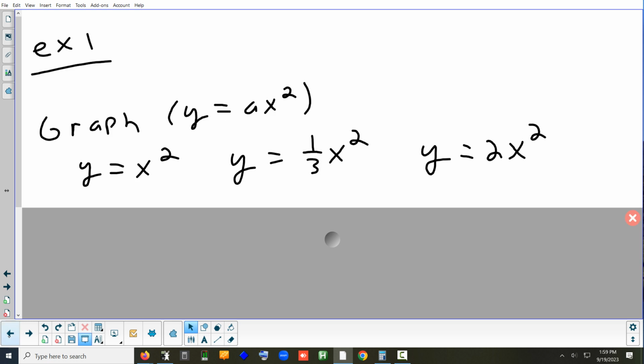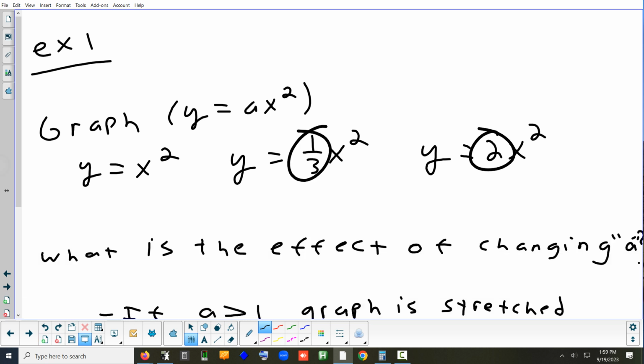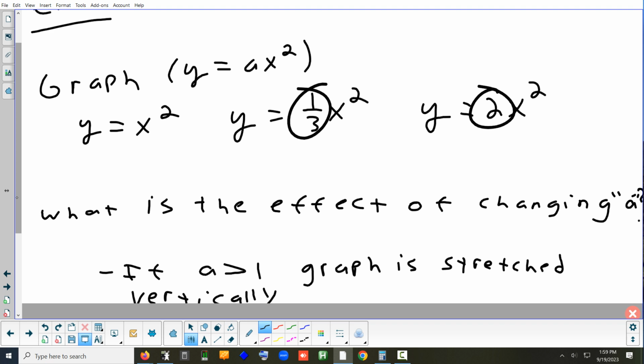Now, depending on the number you put in front, you're either going to get a stretch or a compression. If you put a number in front that's greater than 1, that causes the graph to stretch. The bigger the number you put in front, the bigger the stretch you get. More and more and more skinny.